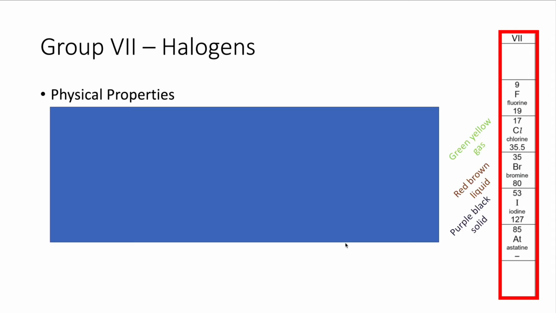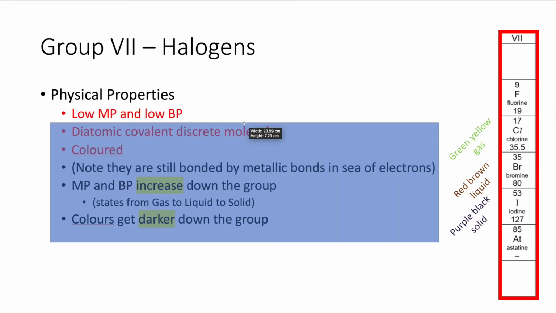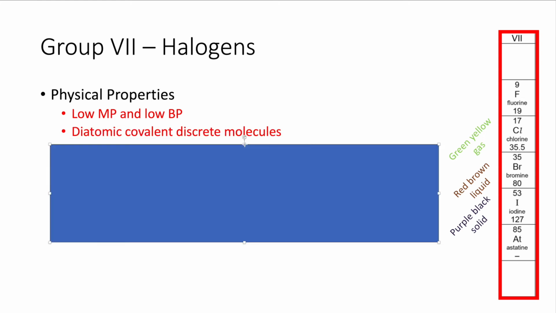Okay, next will be group 7. The special name known for them is the halogens, because they exist as discrete diatomic covalent molecules. Discrete means separate and individual. They have low melting points and low boiling points, because there's a low amount of intermolecular forces between them. Not a lot of energy is required to overcome these forces. They have colors as well.